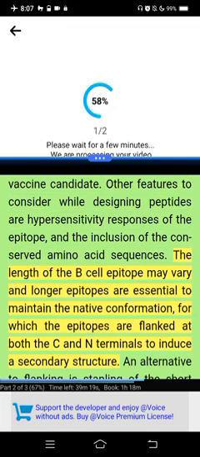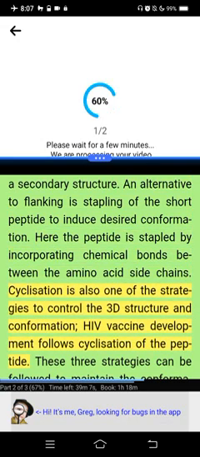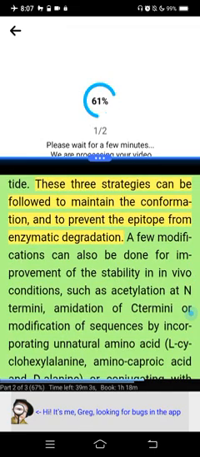for which the epitopes are flanked at both the C and N terminals to induce a secondary structure. An alternative to flanking is stapling of the short peptide to induce desired conformation. Here the peptide is stapled by incorporating chemical bonds between the amino acid side chains. Cyclization is also one of the strategies to control the 3D structure and conformation. HIV vaccine development follows cyclization of the peptide. These three strategies can be followed to maintain the conformation and to prevent the epitope from enzymatic degradation.